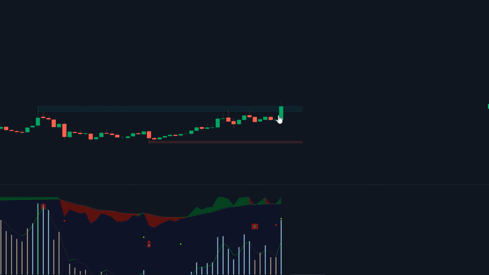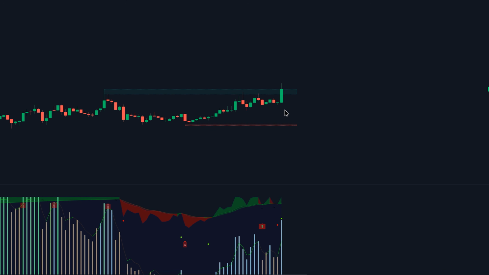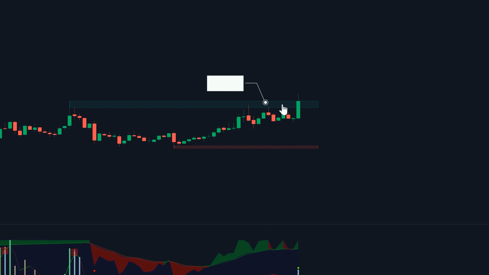Now here's another long position. As you can see, condition number 1 was met because this is a resistance level as printed by the breaks and retests indicator. Condition number 2 is to wait for the price to break and close above this level. That condition is also met because this candle just broke and closed above our resistance level, which makes this our entry candle.